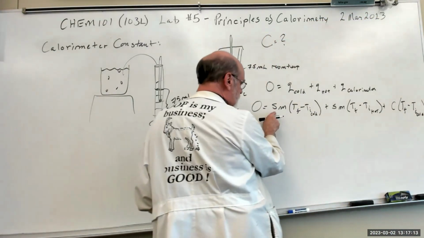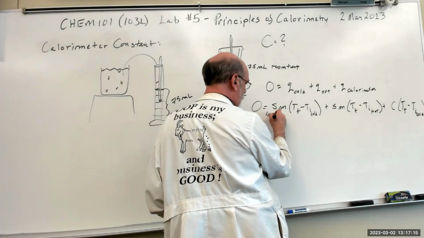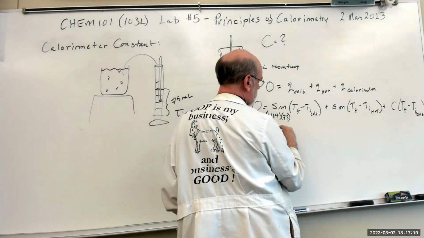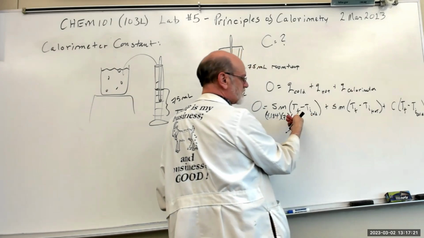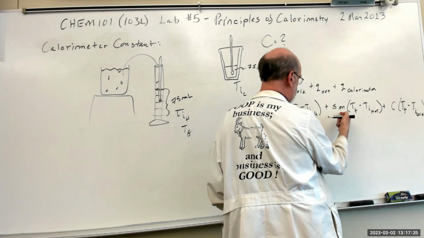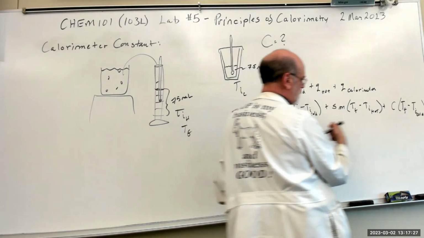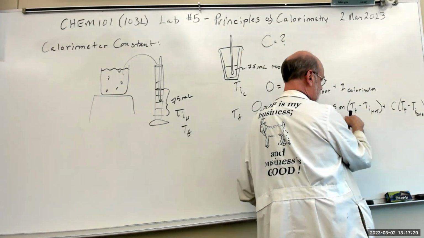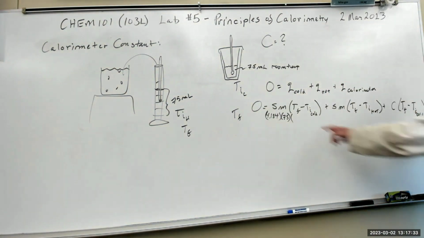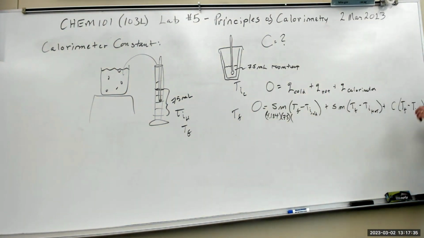So we know what this is, right? 4.184. We know what this is, 75 grams. Whatever the final temperature is, whatever the initial temperature of the cold is, these two values are the same as those. You measure these values, which are the same as those, and then solve for that one.